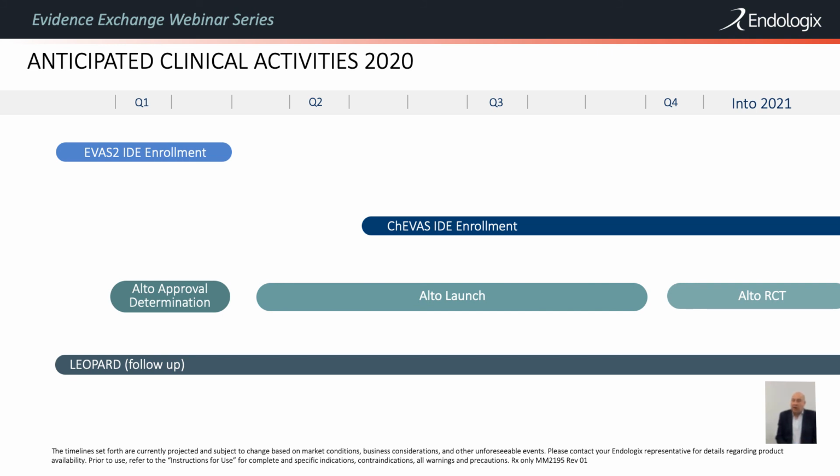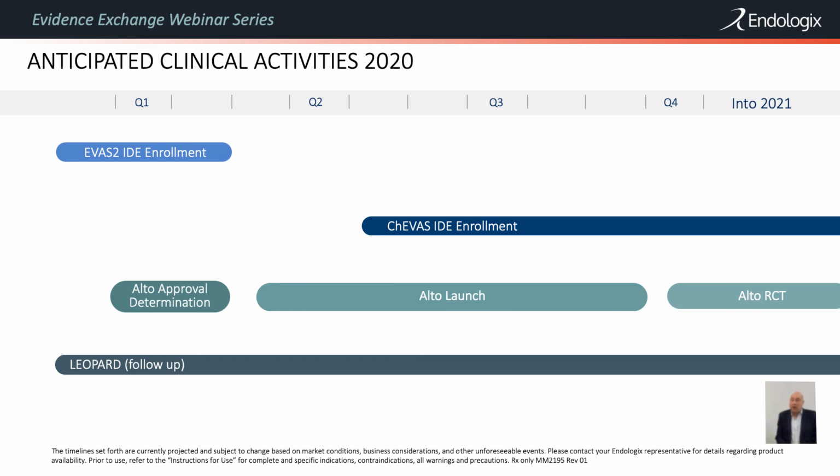So with regard to the AFX platform, we're obviously committed, as Chris described, to long-term follow-up of the LEOPARD data. We love that trial. It's the only randomized trial in the space, and we think we'll continue to get very good information out of this trial out to at least 5 years and possibly longer.